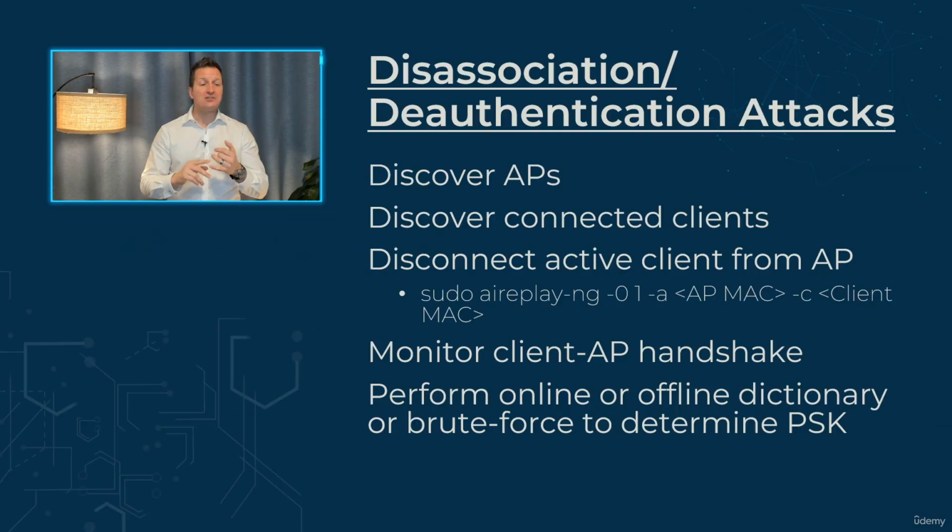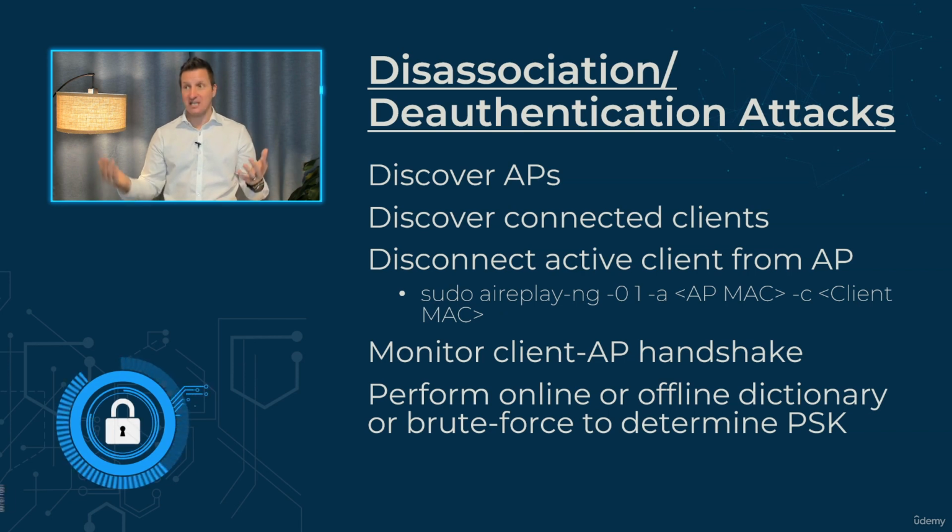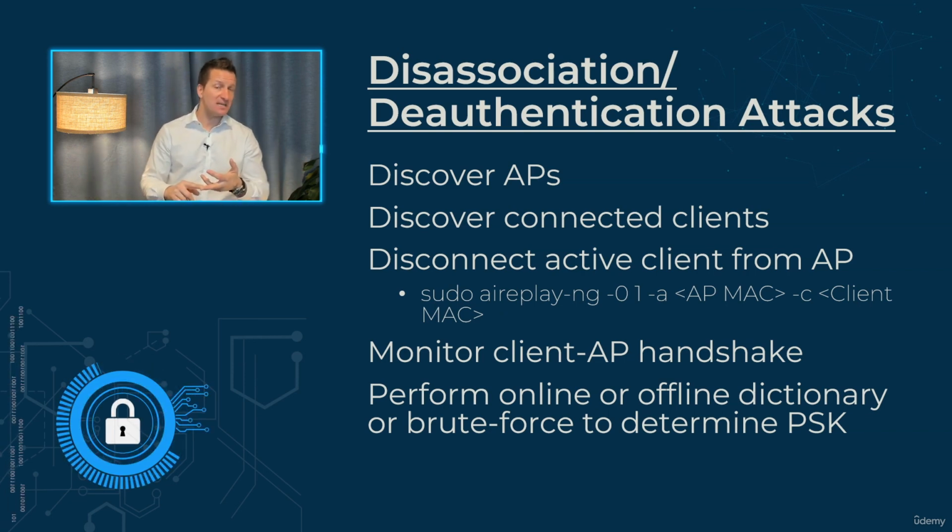So in step one, what do we have to do to crack a WPA2 PSK passphrase? We need to discover access points. We need to know the access point MAC address, otherwise called the BSSID, but we also need to know what channel it's listening on. You can find that out very easily, as you'll see.